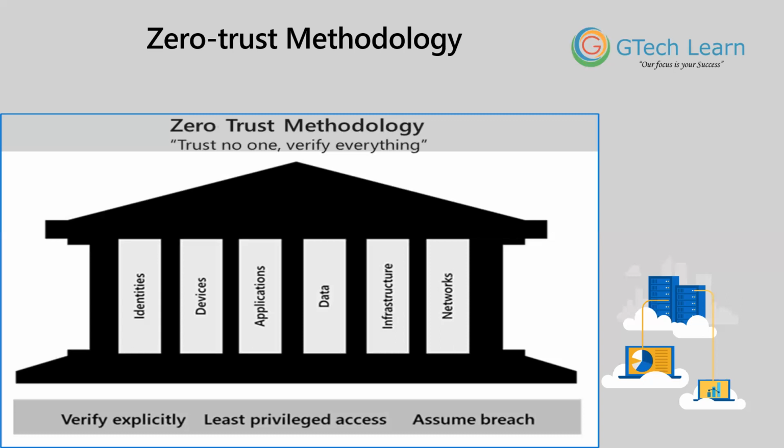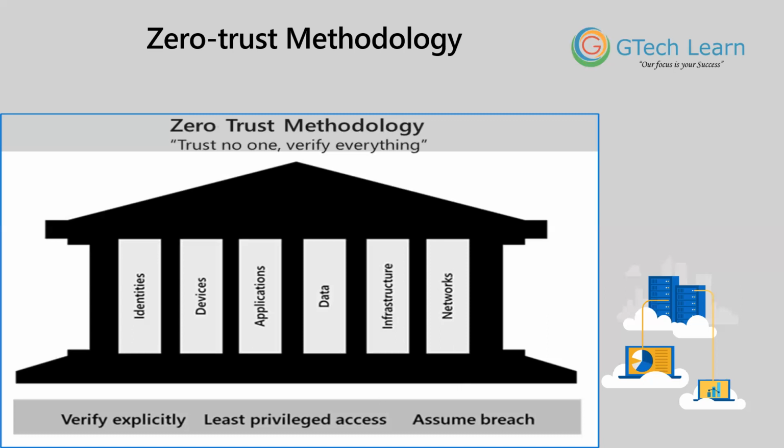After that, least privileged access means limit every user's access with just-in-time access or just enough access. You can also limit access on the basis of risk-based adaptive policies, and you can also limit access on the basis of data protection, to protect both data and productivity.